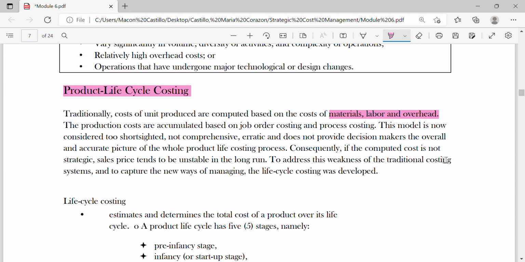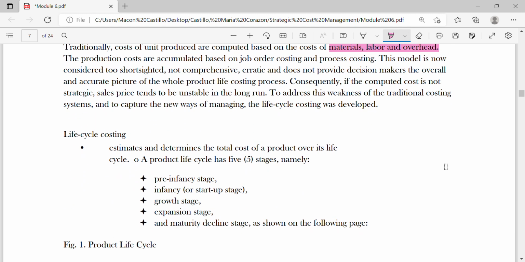The idea of life cycle costing is that we need to identify the total cost of the product over its life cycle. And when we say life cycle of the product, there are 5 stages: the pre-infancy, the infancy or the startup stage, the growth stage, the expansion and maturity stage, and the decline stage.